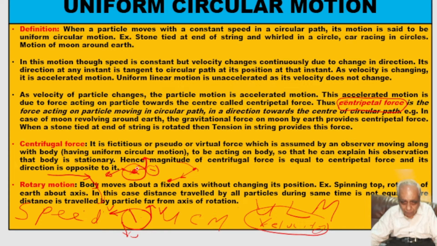So whenever you find any body moving in a circle, you should come to the conclusion that some centripetal force is acting on the body, so the body is moving in a circle. This is very important for you to understand. Is it all right?